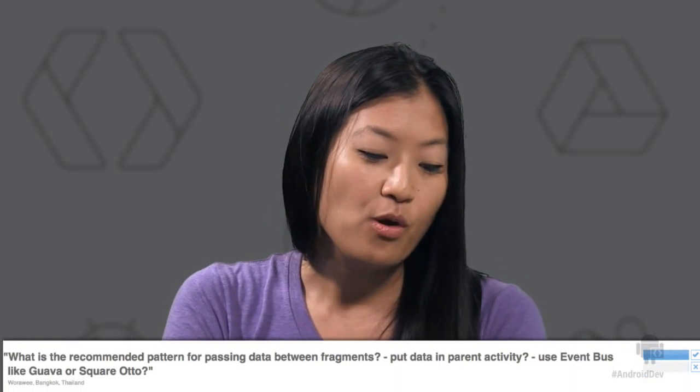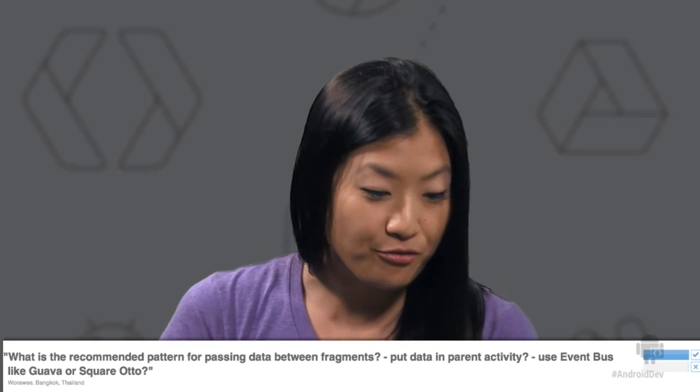First question. What is a recommended pattern for passing data between fragments? Put data in parent activity? Use event bus like Guava or Square Auto? That's from Warwi, Bangkok, Thailand. Oh, it's a good question. I know you've got some thoughts on this, so why don't you start us off?